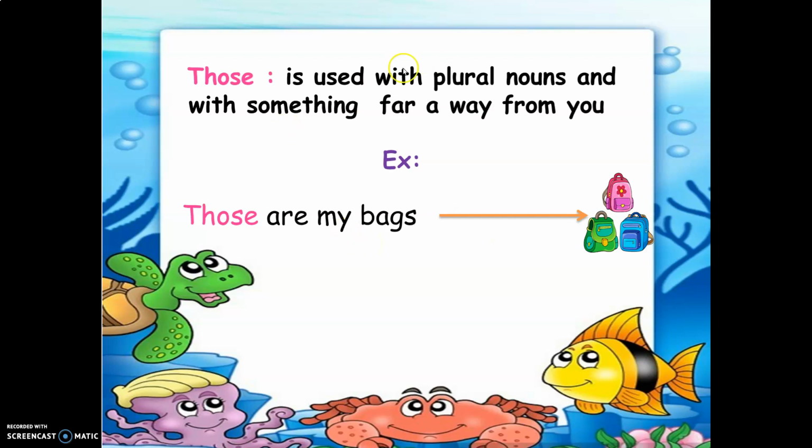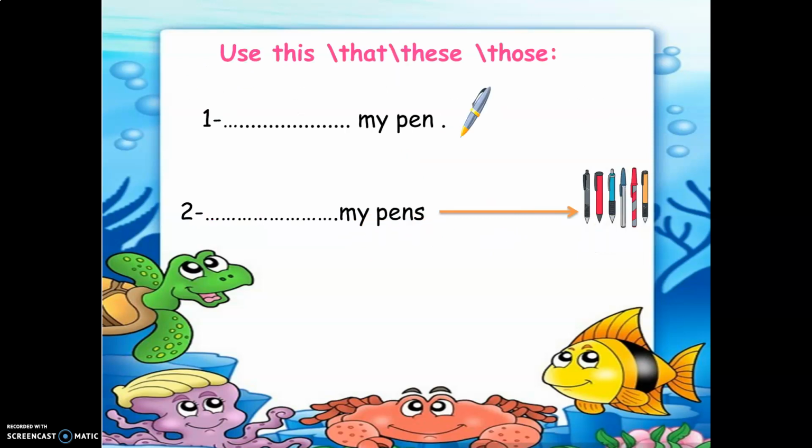Now we have those. Those is used with plural nouns and with something far away from you. Let's see here. We have 3 bags, plural, and we have an arrow. This arrow means that these bags are far away from me. So I should use those. Those are my bags. Okay, girls? Now use this, that, these, and those.